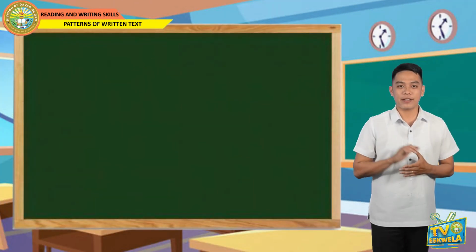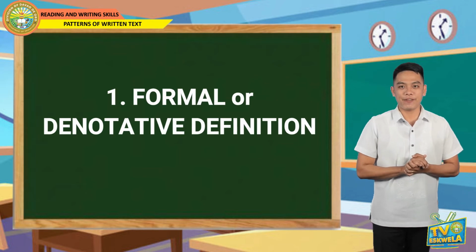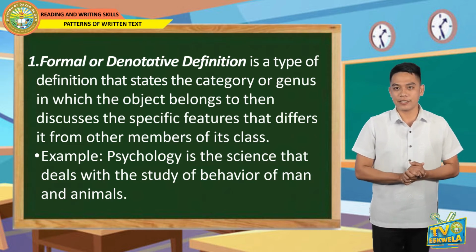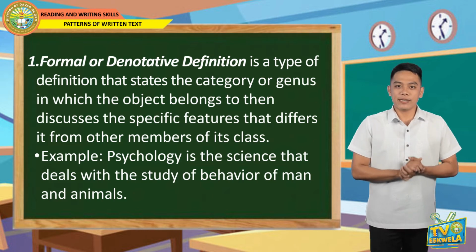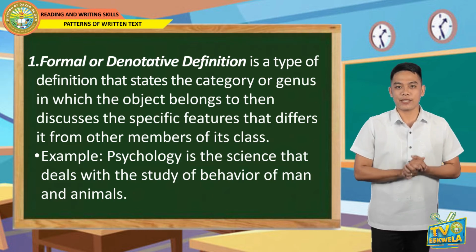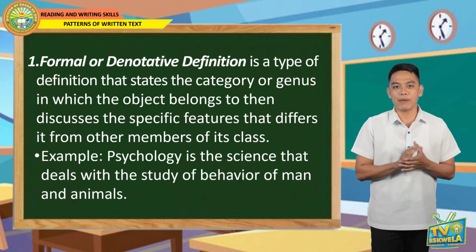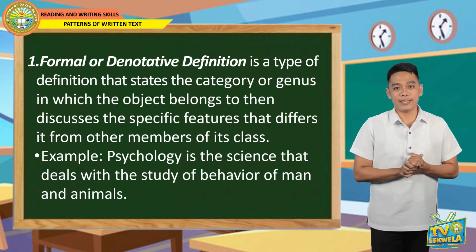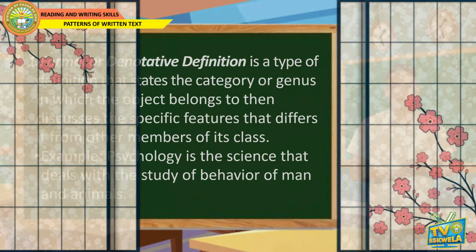Number 1. Formal or denotative definition. Formal or denotative definition is a type of definition that states the category or genus to which the object belongs, then discusses the specific features that differ it from other members of its class. Example: psychology is the science that deals with the study of behavior of man and animals.